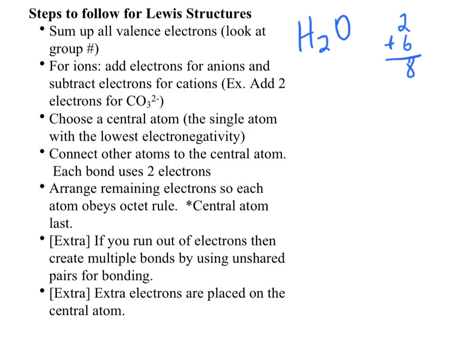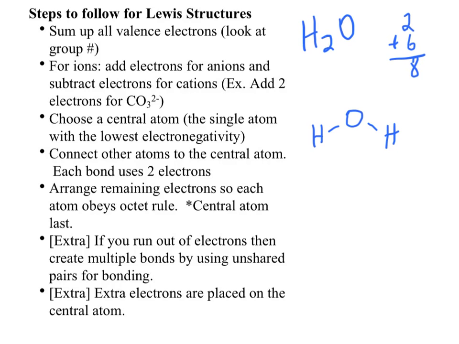We skip down to the third step, since this is not an ion, and let's choose the central atom. Central atom is going to be the one that there's only one of, and in this case that is oxygen. And so I'll draw the skeleton structure where I've connected the oxygen to the 2 hydrogens. That uses up 4 electrons because we use up 2 electrons per bond.